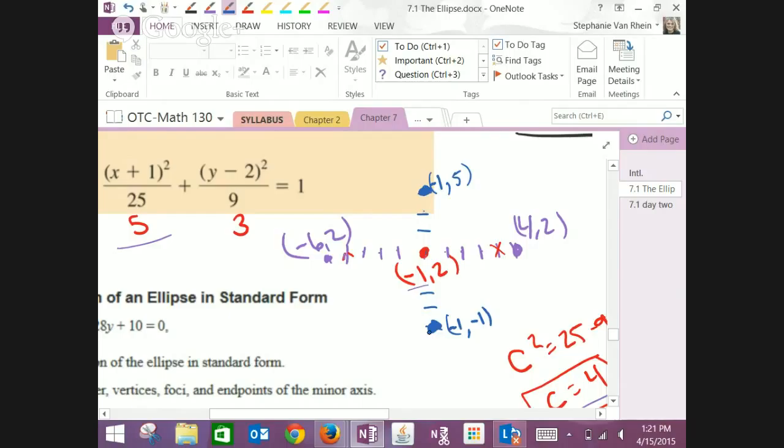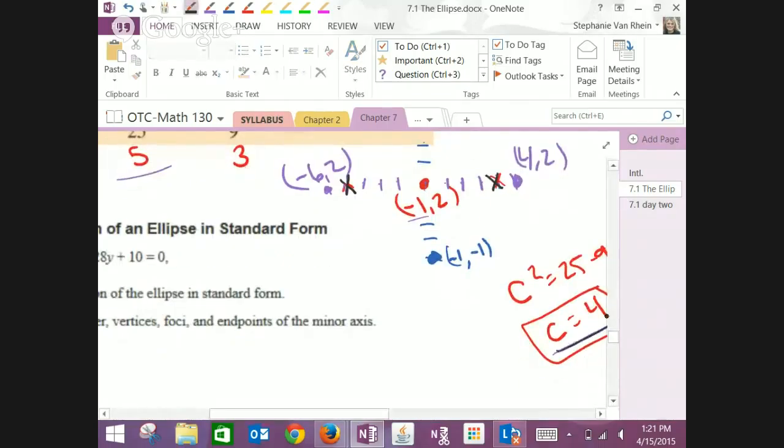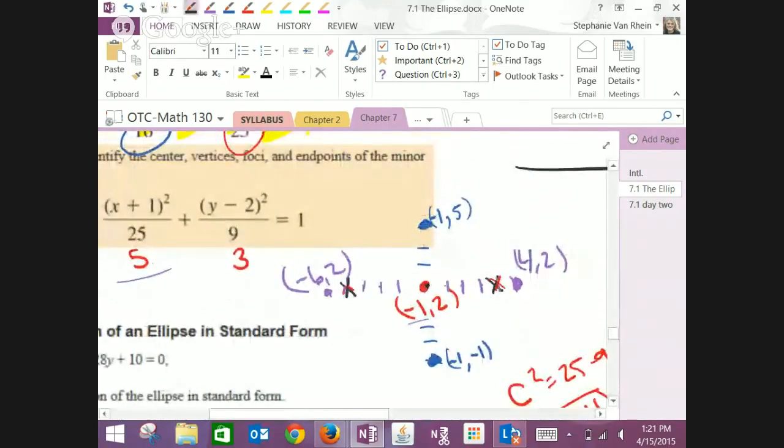You guys see that? So I got my vertices and I got my minor axis endpoints. And the only thing left is the focus point. So for the focus point, I know it's going to be on my major axis, so I know it's going to be parallel to the x-axis. And I calculate C to be 4. So it tells me I'm 4 tick marks from the center. 1, 2, 3, 4. So this point is going to be minus 5, 2, and this would be 3, 2.